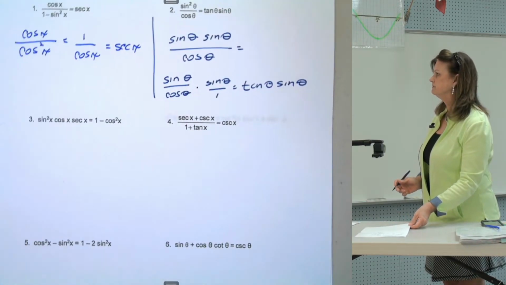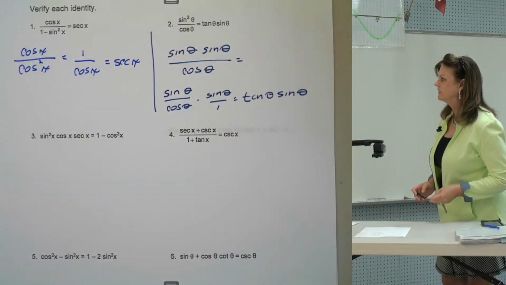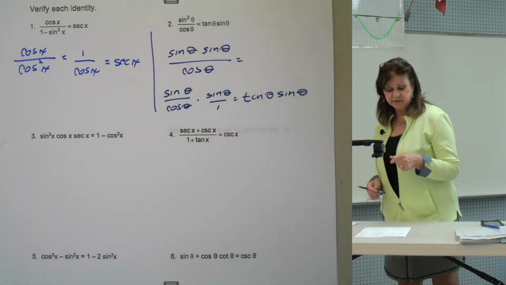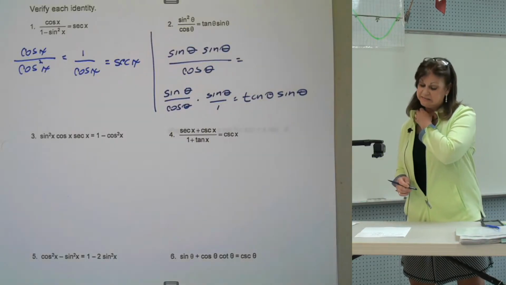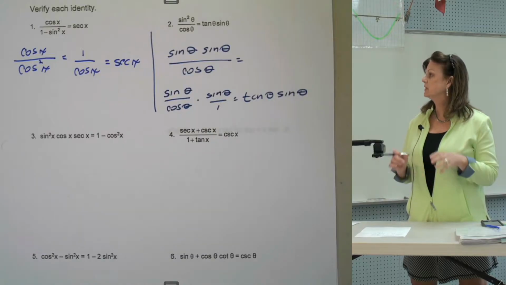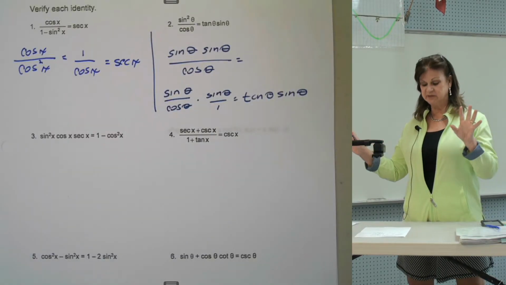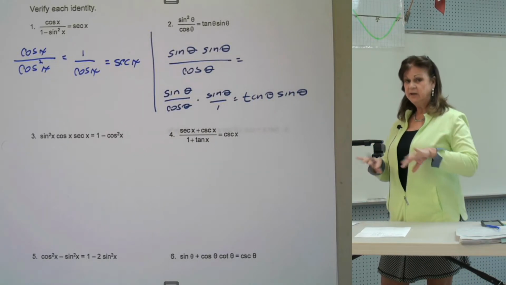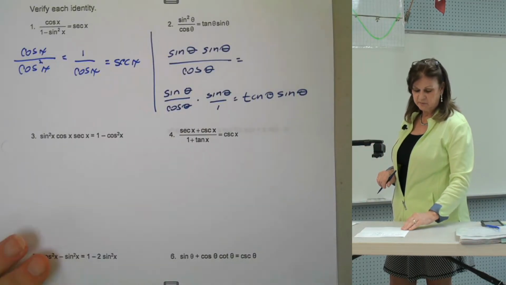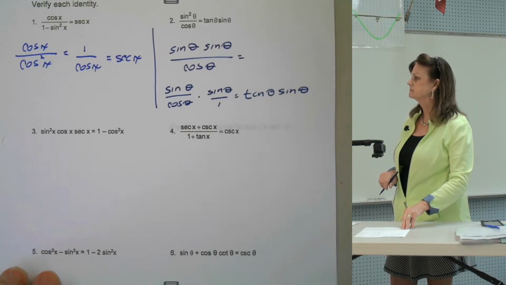Let's see how you did. I've got sine squared. You may have been tempted to say that's 1 minus cosine squared x. I'm not sure that would have helped you much at all. So all I did was break this into sine times sine, which is sine squared over cosine, and then I separated the fractions. Sine over cosine times sine over 1. And there's your tan sine.